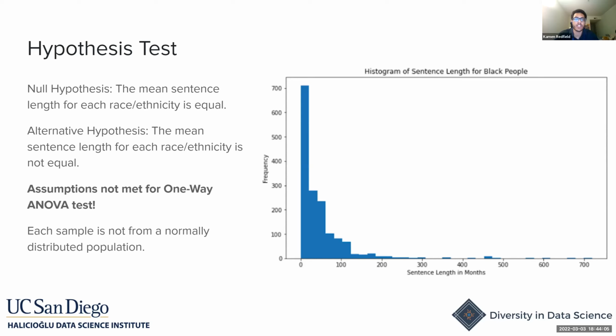One of them is that each sample is from a normally distributed population. And as you'll see from the histogram on the right, the sentence length for Black people is not normally distributed, and neither is the sentence length for any of the races. That's because the much lower sentence lengths are going to be much more frequent than the very high sentence lengths, due to the nature of the data.